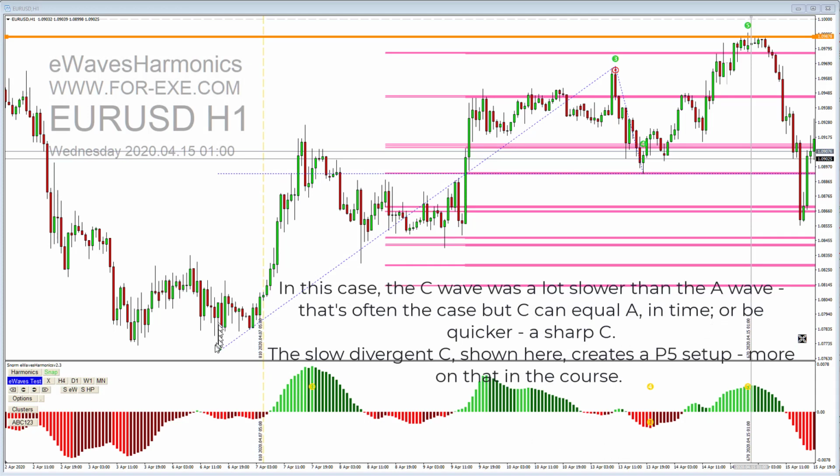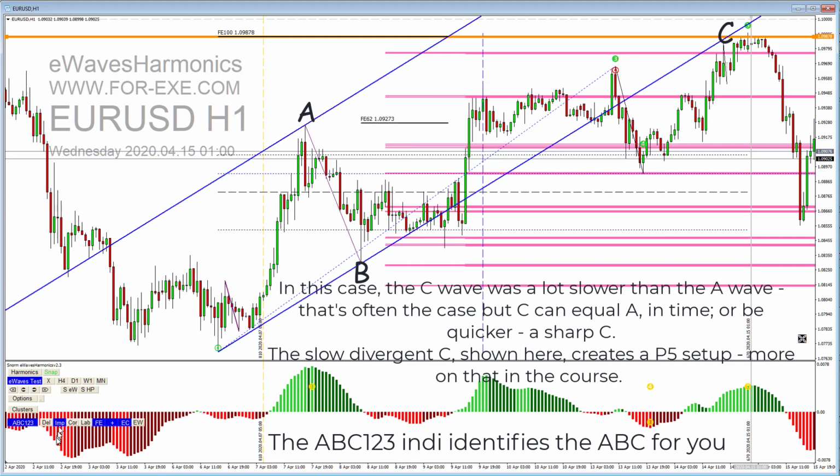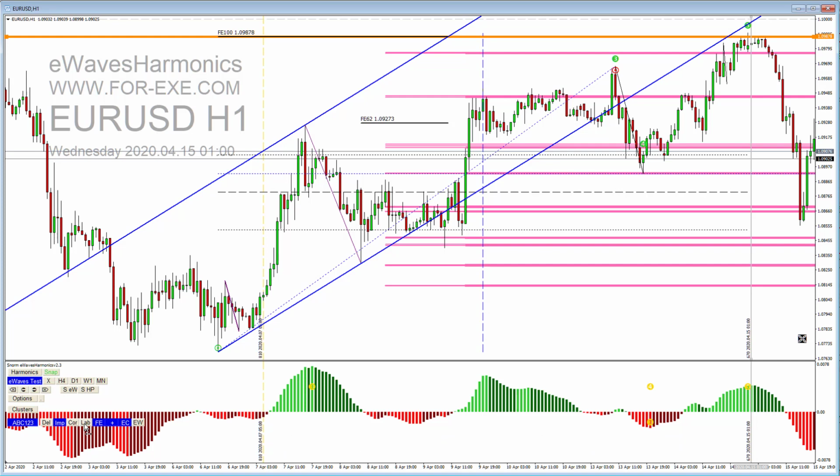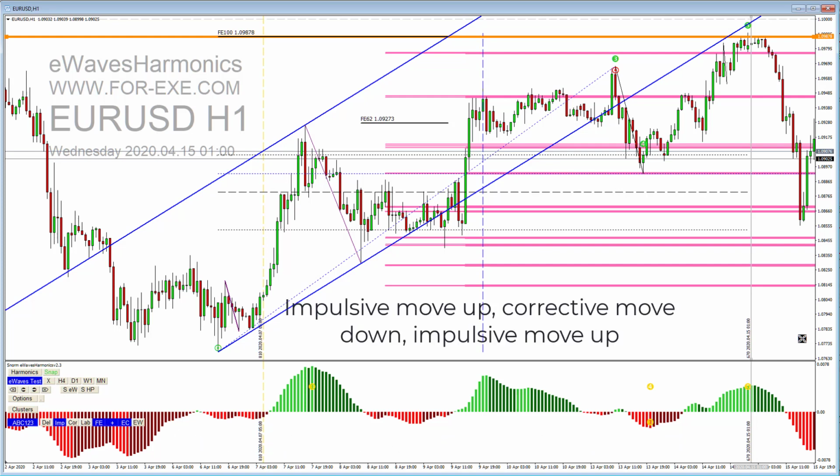In this case, the C wave was a lot slower than the A wave. That's often the case, but C can equal A in time or be quicker, which would be a sharp C. The slow divergence C shown here creates a P5 setup. There's more on that in the course. The ABC 123 indicator identifies the ABC for you. Impulsive move up, a corrective move down, and an impulsive move back up again. And you can just about do the counts within the waves.